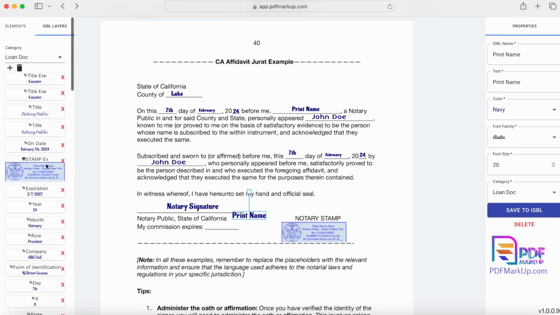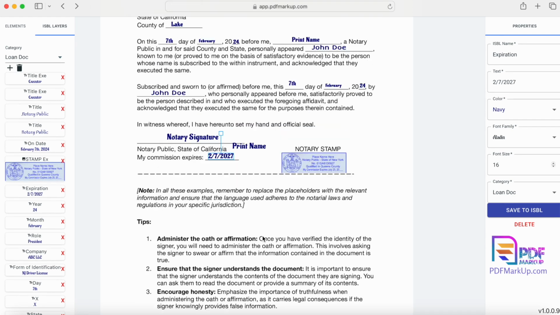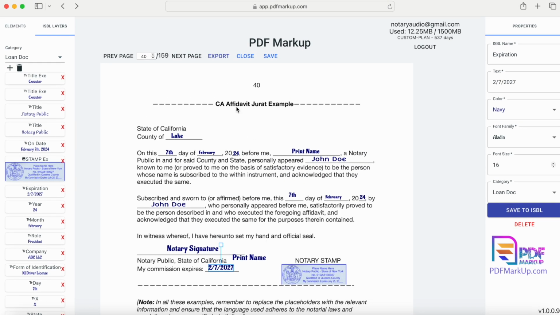Put an expiration date. Now, if you are in California, which we are because we left the state of California at the top, then more than likely your notarization commission state is California. So you leave California there and you have that part. Okay. So let's go on to the next.